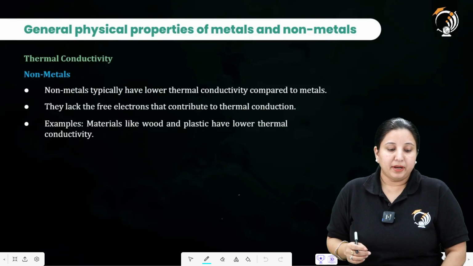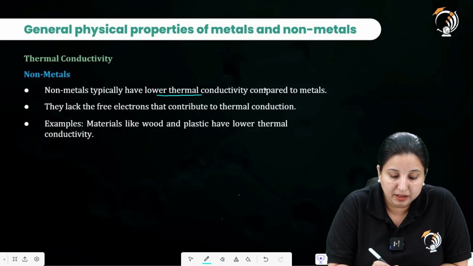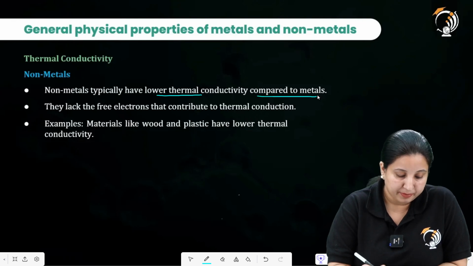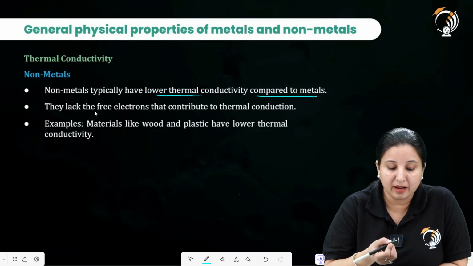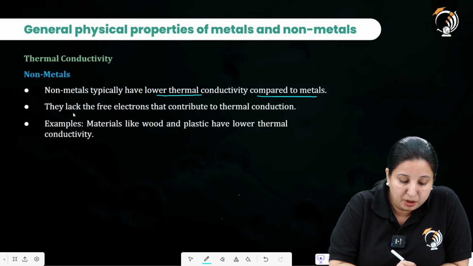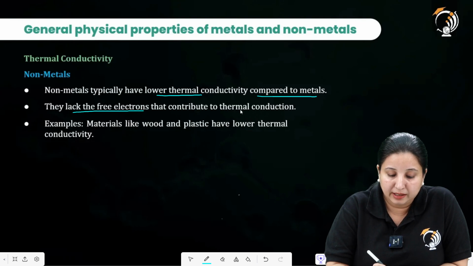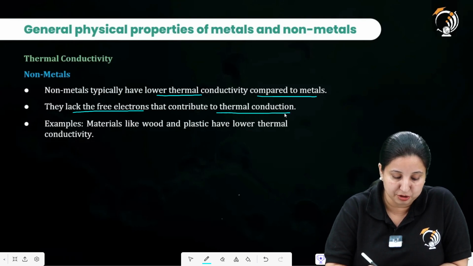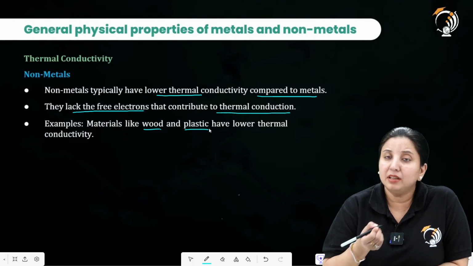Talking about non-metals, they typically have lower thermal conductivity compared to metals. Why are non-metals bad conductors, or why do they have lower thermal conductivity? Because they do not have delocalized electrons, or free electrons, that contribute to thermal conduction. For example, wood and plastics have low conductivity.